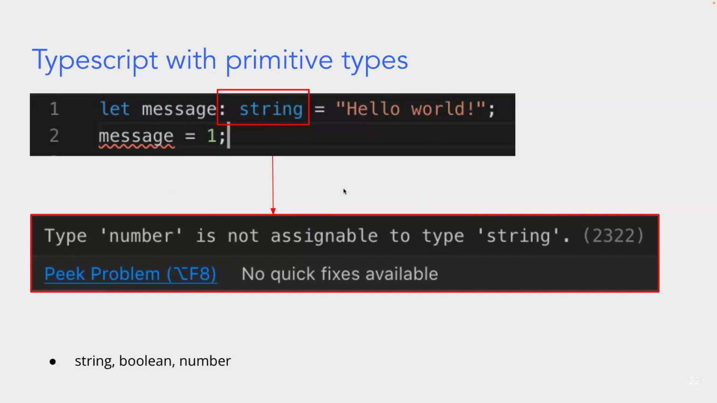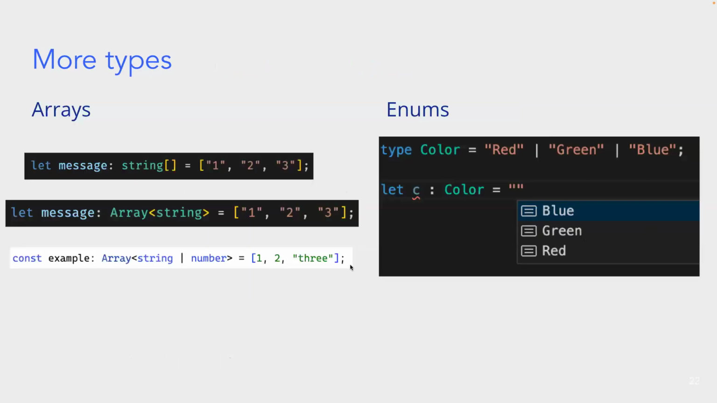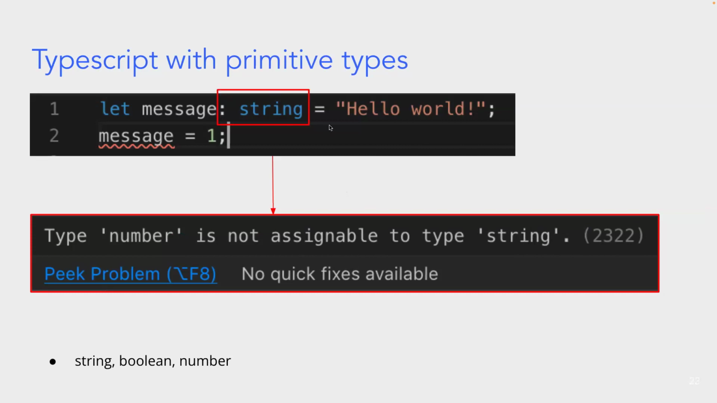Another small thing is that while in this example, in the red box, I used the colon string syntax, you actually don't need that here because the TypeScript compiler can automatically detect that hello world is a string. So you don't need to explicitly say that message is of type string because it's really obvious that it's of type string.